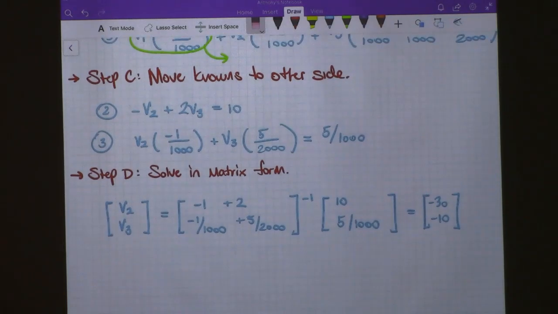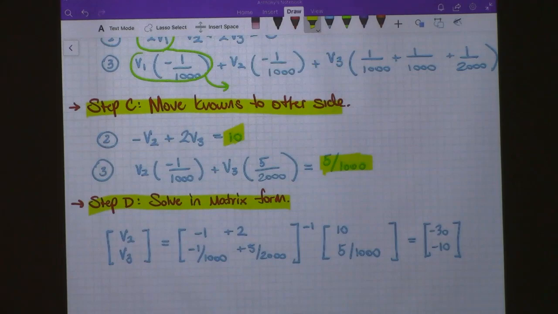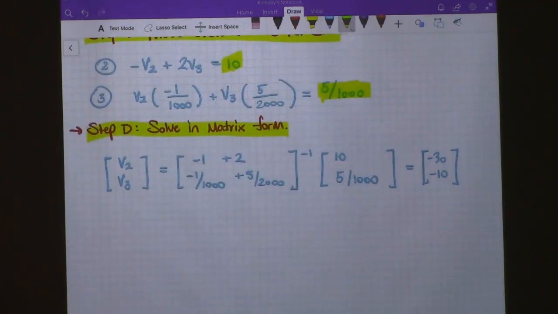What we did was, just repeating for a second, we moved the known values to the other side, which were the 10 and the 5 over 1,000. We put the system into a matrix form, and then we solved. And so what we see is that this value down here, this is our VTH. So that's the value that we were looking for to begin with.